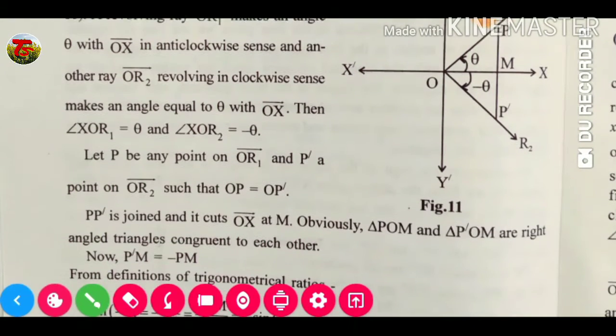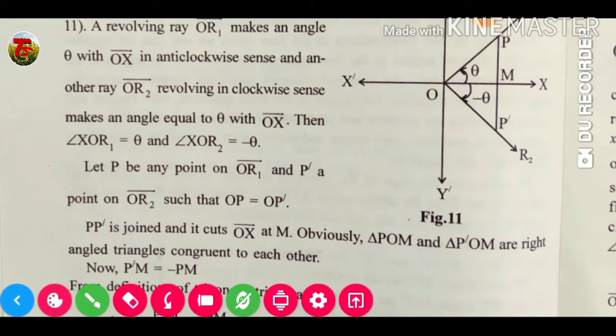Now let P be any point on OR, this P, and let P dash be a point on OR2, such that OP is equal to OP dash. Now we'll join P and P dash. P dash is joined and it cuts OX at N.